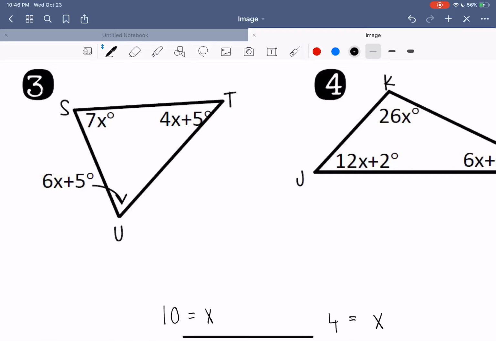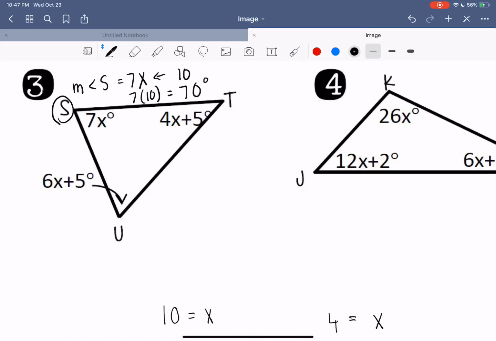So the measure of angle S, so here's S, so the measure of angle S equals 7x. But now we know that x equals 10, so we can take the measure of angle S and substitute, right here, we can substitute 10 for x. So when we take 7 and multiply it by 10, we get 70 degrees.